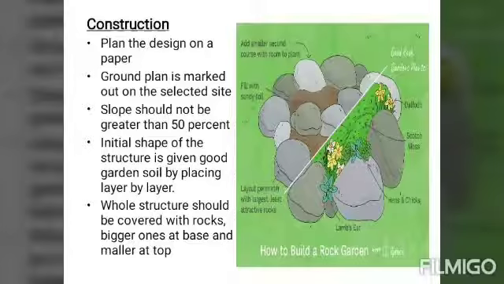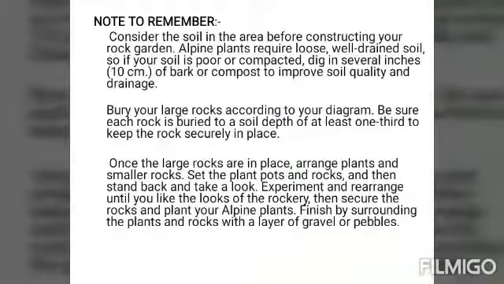So these are some few important points of construction. And these are some notes to remember, that is to consider the soil in the area before constructing. Like सबसे पहले, like we have already discussed that what type of soil, कौन से type of soil है जो आपको use करना है when you're constructing rock garden. Okay, that is loam soil and humus. And then this one, alpine plants require loose, well drained soil, so you have to check on this.